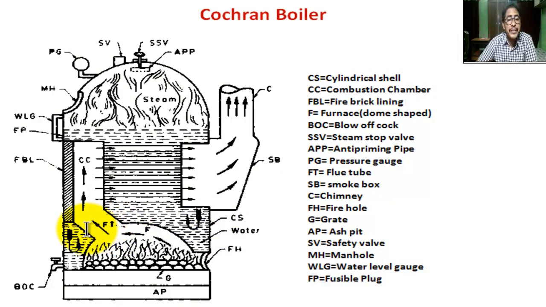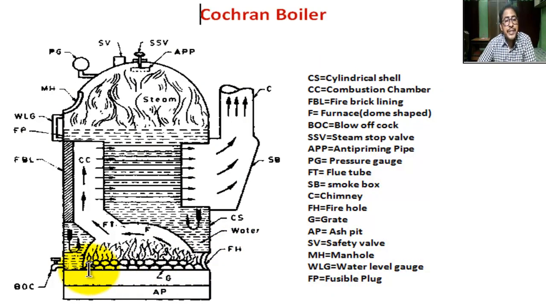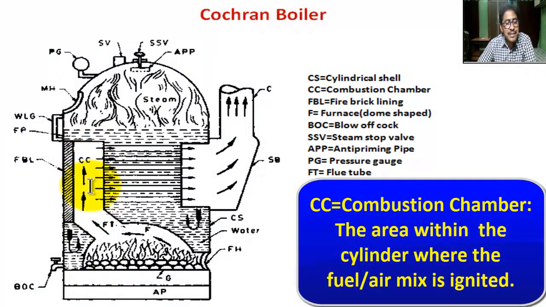Now, this is the FH, fire hole. The small hole is provided at the bottom of the combustion chamber. This is the fire hole. Now CC, this is CC. CC means combustion chamber.